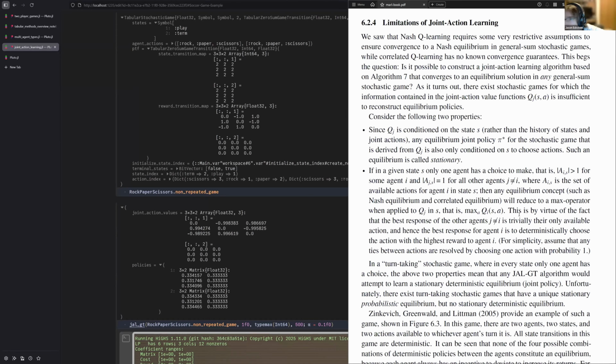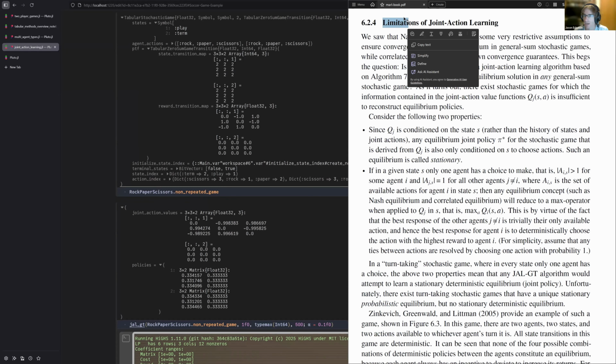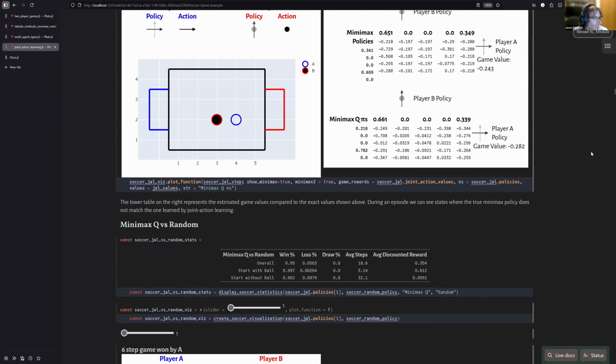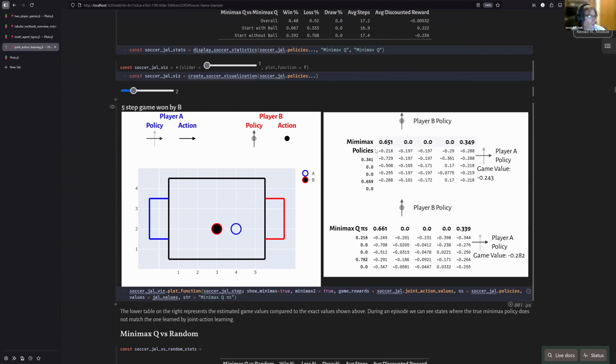Now there is this section here, which I think is worth going through, which talks about the limitations of joint action learning. So recall that for these algorithms, if I show the soccer game, the way all these algorithms work is we're trying to learn these joint action values and reduce the game to something which is equivalent to a normal form game. And then we always derive the policy from the action values. Okay, so just keep that in mind.